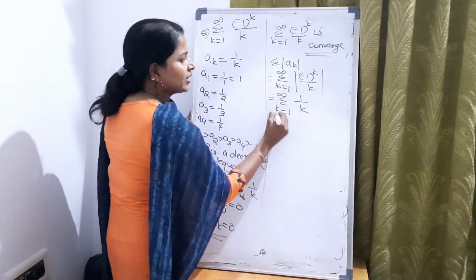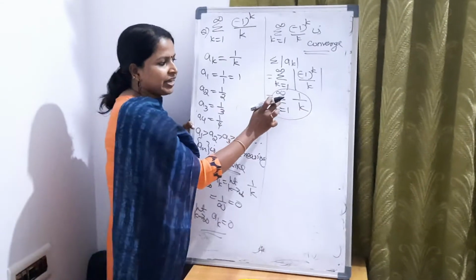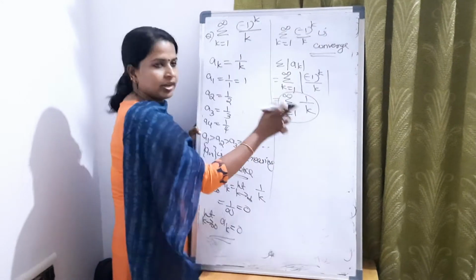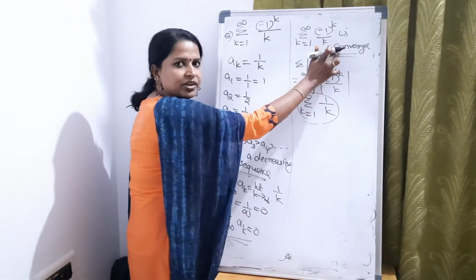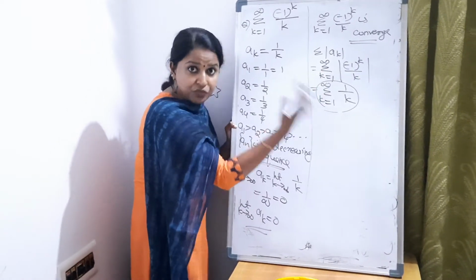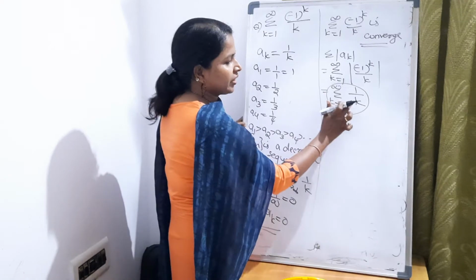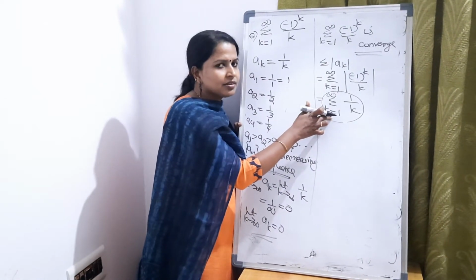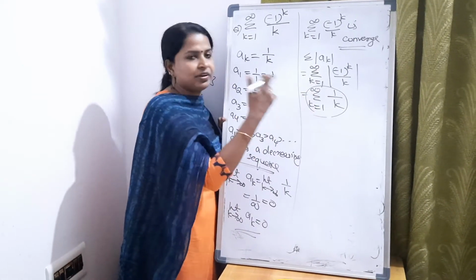Next, we check whether this series converges or diverges. If this series converges, that means the series converges and the modulus converges, so the answer is absolutely convergent. Here the series converges, but if the modulus diverges, we get conditionally convergent. So we check whether this series converges or diverges. Which series is this? Sigma k equal to 1 to infinity of 1 by k.